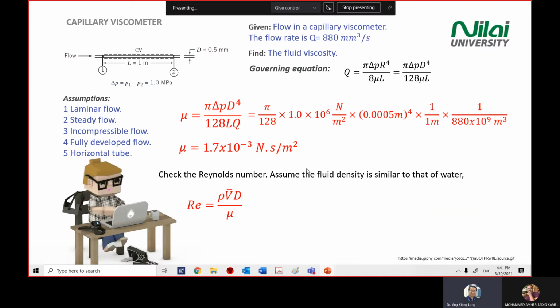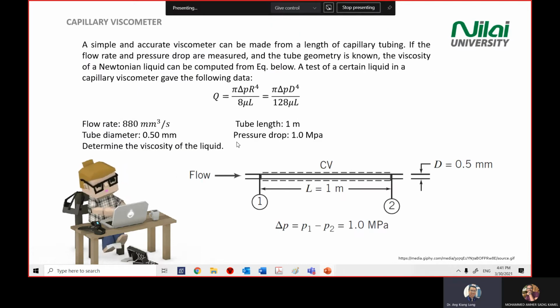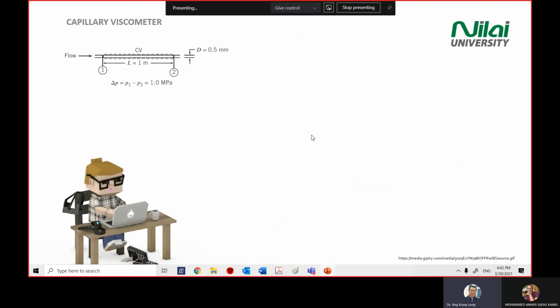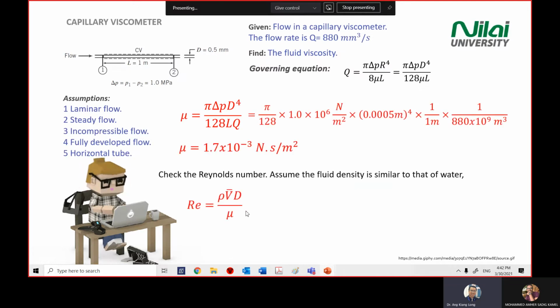All right. So in this question, the average velocity is not given, right? The average velocity is not given, but however, from Q itself, you're able to find the average velocity. Q equal to VA, right? So from there, you find the average velocity, and then you can calculate the Reynolds number.